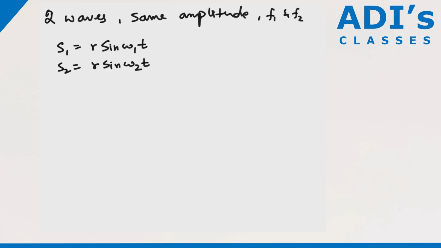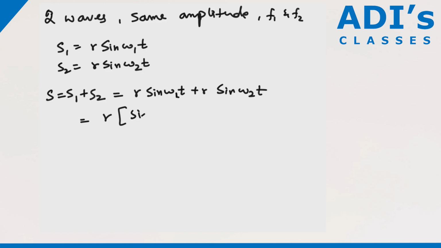Now after that, see, superposition. What does the superposition tell you? S is equal to S1 plus S2. So you have S is equal to S1 plus S2, or R into sine omega 1 t plus R sine omega 2 t. Take R common. R into sine omega 1 t plus sine omega 2 t.